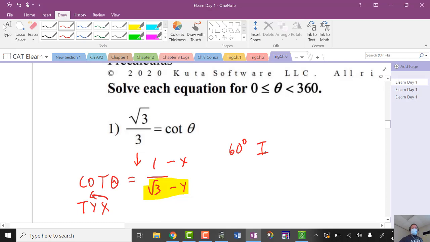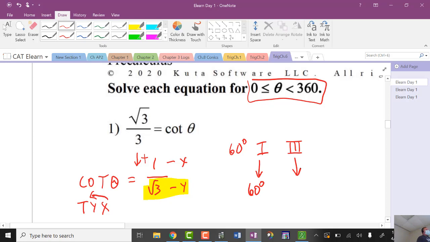First of all, it is in quadrant 1 because this is a positive. Where else is tangent and cotangent positive? What quadrant? 3. ASTC. So now what you got to do is answer this question from 0 to 360. That's why we're doing this, because it's all the answers from 0 to 360, all 4 quadrants. Well, the first answer is 60. The 60 in quadrant 1 is 60, so that's no big deal.